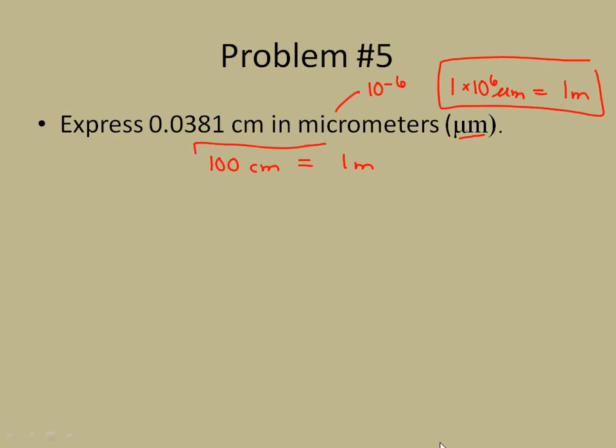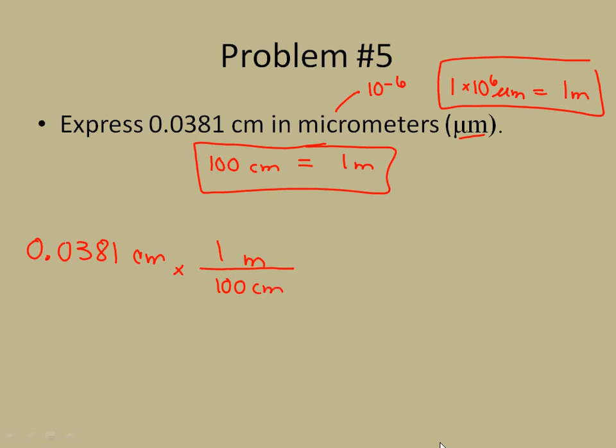We're going to start with 0.0381 centimeters and convert them to meters. 1 meter on top, 100 centimeters in the denominator. Notice my centimeters cancel, and I'm at meters. Using my second conversion, 1 meter has 1 million micrometers. Again, did you put things in the right spot? The meters go away, I'm left with micrometers.